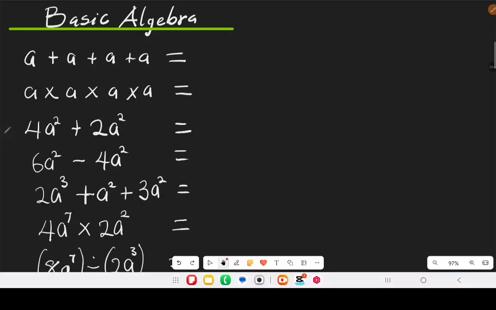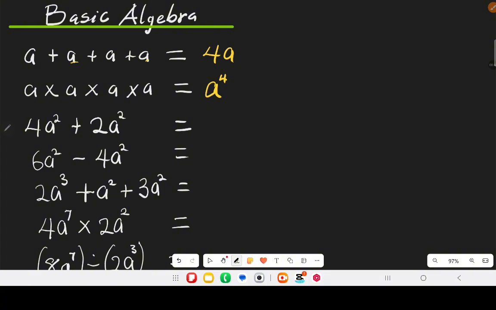Today I'm going to show you basic algebraic expressions. If we have a plus a plus a plus a, we have 4a. If you count it, we have 1, 2, 3, 4. Then if we have a times a times a times a, that means a raised to the power of 4, meaning a times itself 4 times gives a raised to the power of 4.